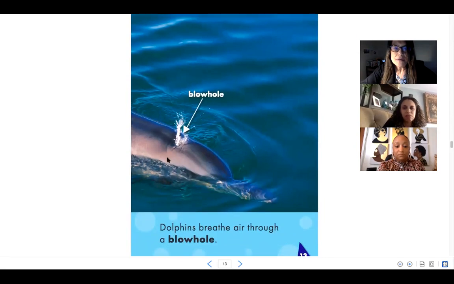And here's another label along with a bolded word, which means it's a new word, a blowhole. And with this page, I might talk to my children about how dolphins use blowholes to breathe. How do we breathe? And your child would probably answer by using their nose. So this allows another way for your child to build a connection with the text and build on their background knowledge.